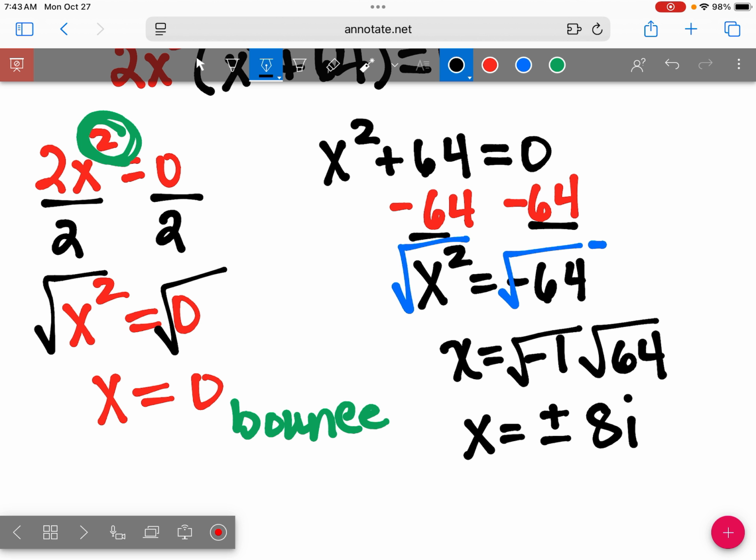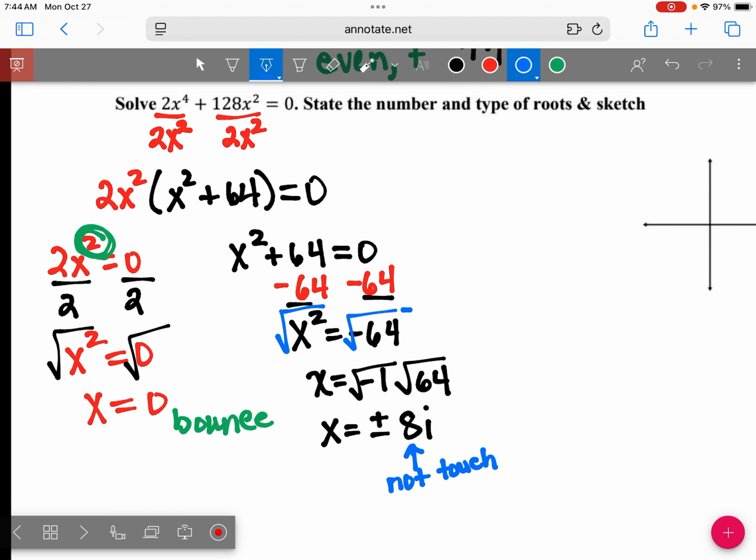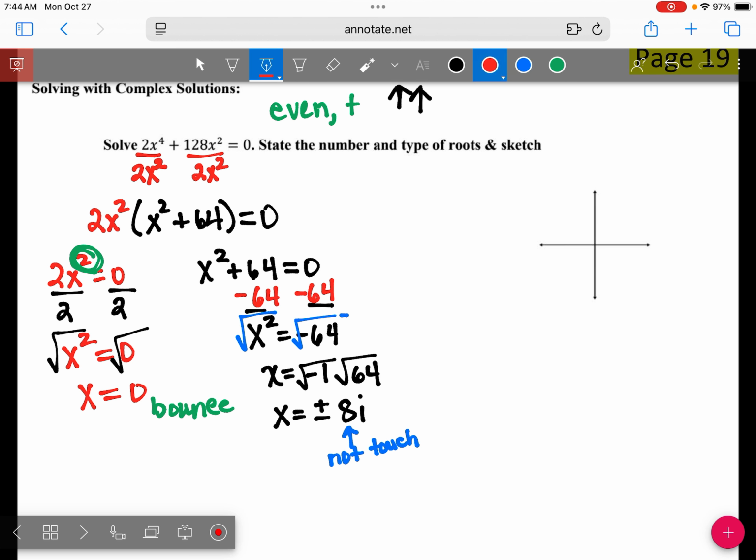So these two don't touch. This is not going to touch. So you're going to sketch this. You can make the same sketch that you made on the last one. The exact same sketch that you made on the last one, you can make on this one. So I'm going to put a point here at 0. And then just put a point anywhere. I'm going to put it over this side. And that would be your sketch.